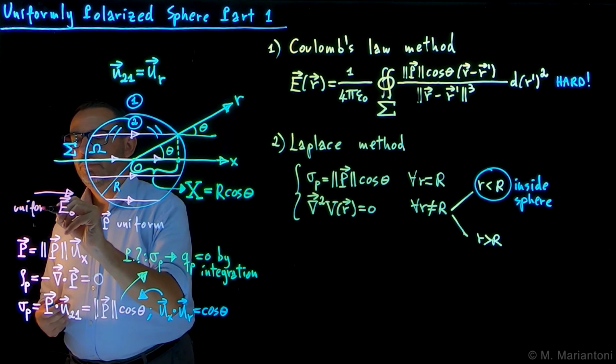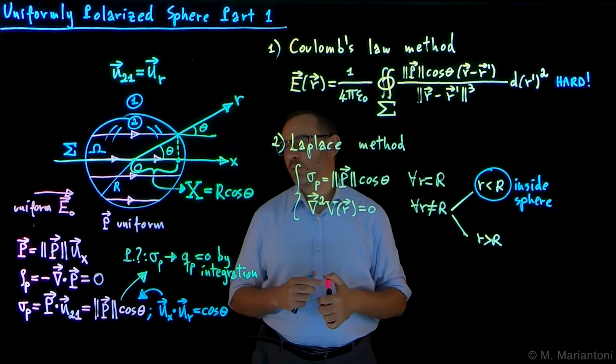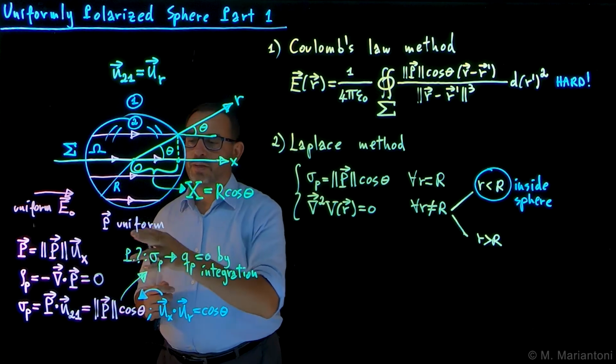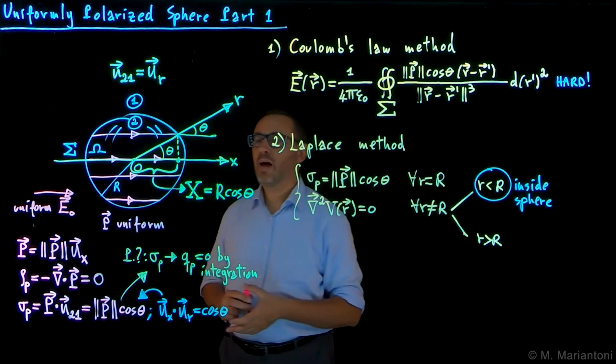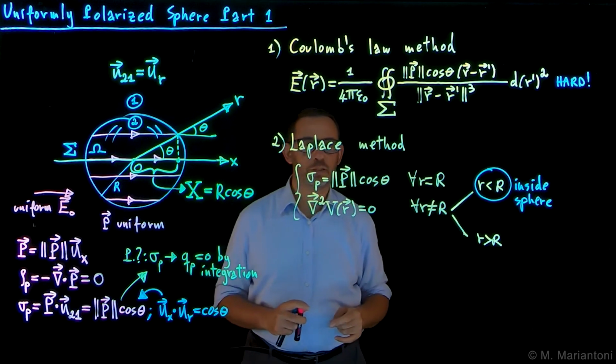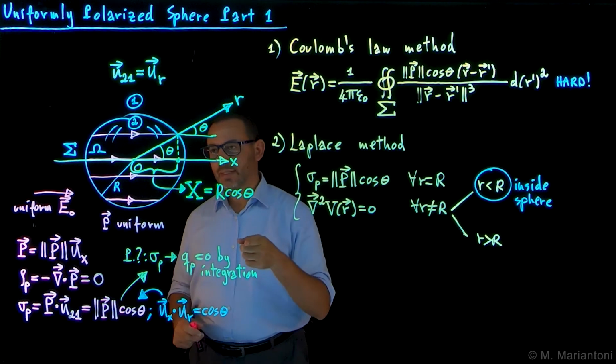Otherwise, typically, P would not be uniform, at least for all the cases we are going to study in this course. So E naught, which is the external field polarized in this sphere, is directed as capital P, towards the right, along the x-axis in this specific case. So the external field is directed along the x-axis.